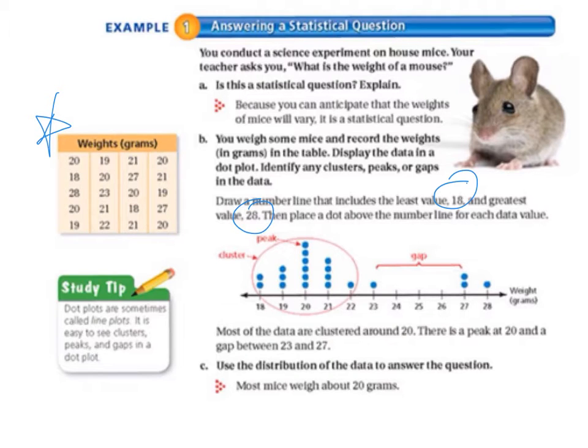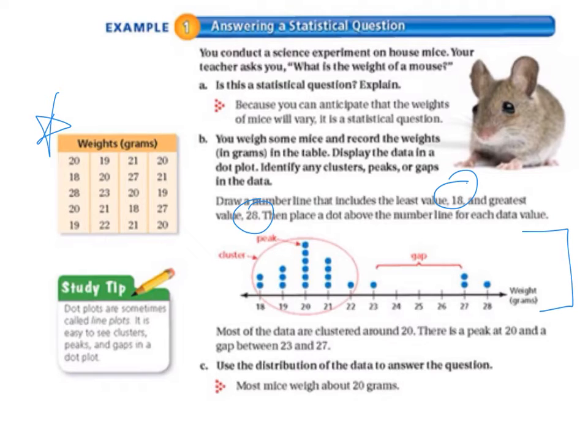So we've practiced this to some extent in class, and it's very much like what you did in 5th grade with line plots. It's just we use dots instead. So for each data point, you put a dot above the number line. So for every mouse that you weighed that weighed 18 grams, you have a dot, and there were three mice that weighed 19 grams and 6 mice that weighed 20 grams, and so on.